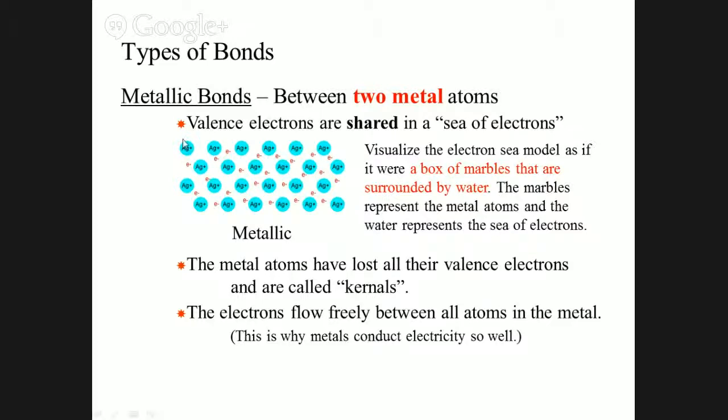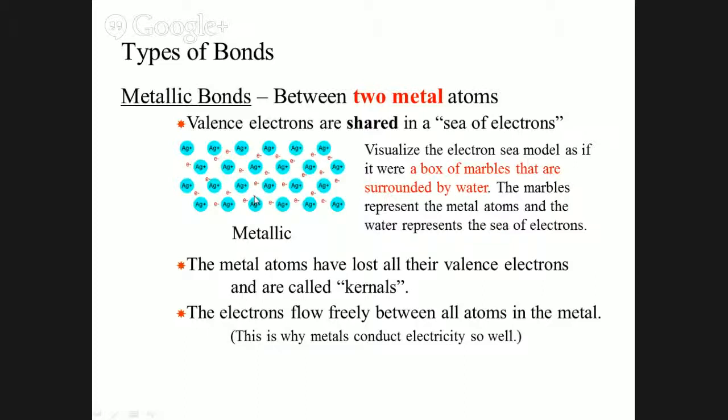Those electrons are free to move all through the metal, whereas all of the metal atoms, which no longer have their valence electrons and so are called kernels, all these positive ions, are kind of all locked into place to represent the metal. The electrons are free to move about. This is, in fact, why metals conduct electricity so well. They literally have electrons that are free to move.